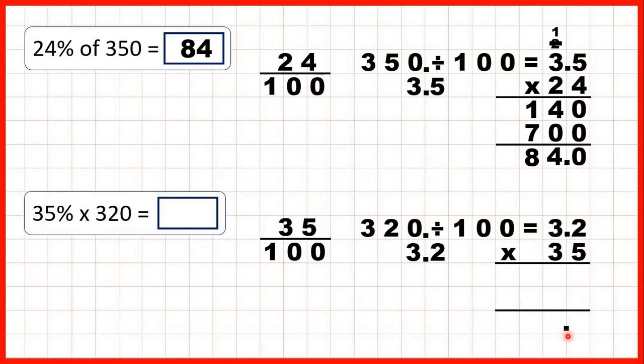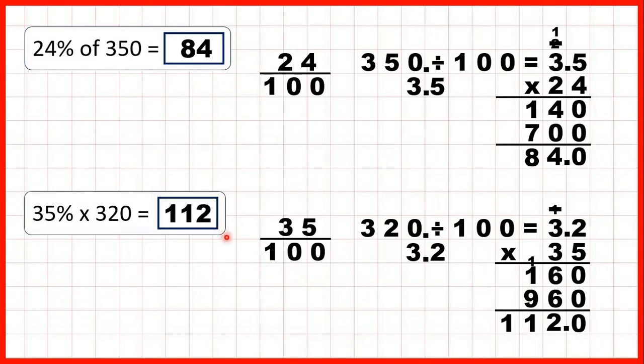We copy down the decimal point. 2 times 5 is 10, so 10. 3 times 5 is 15, plus 1 is 16. We cross out our working, write a 0 in our second answer line. 2 times 3 is 6, and 3 times 3 is 9. 0 plus 0 is 0, 6 plus 6 is 12, so 1, 2, and 1 plus 1 plus 9 is 11, so we get 112 as our answer.